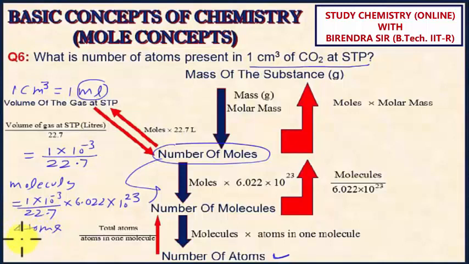So, the number of atoms will be 3 into 10 raised to minus 3 upon 22.7 into 6.022 into 10 raised to 23. Now if you solve this, the value comes about 7.958 into 10 raised to 19. So that is the number of atoms in 1 centimeter cube of CO2 at STP.